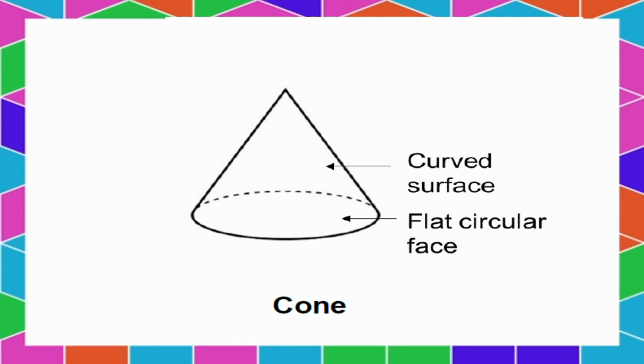Our next solid figure is a cone. As you can see, a cone has a curved surface. So that means that a cone is not a polyhedron. A cone also has a flat circular face, and that flat circular face is what we call the base of the cone.